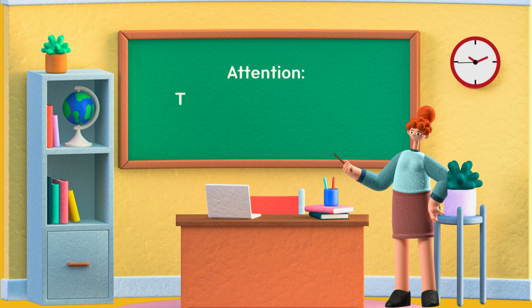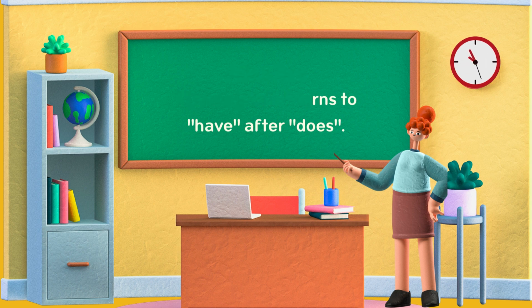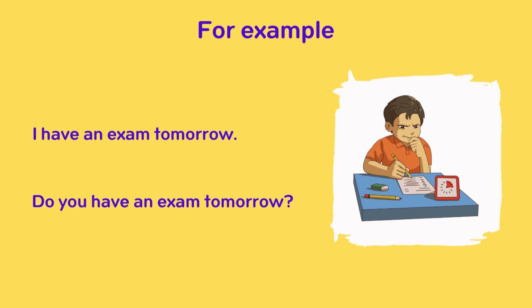As you remember, in our previous lesson, we talked about have and has. So when we use doesn't to make a sentence negative, has turned into have. Actually, for question form, it's the same. Let's take a look at our examples.